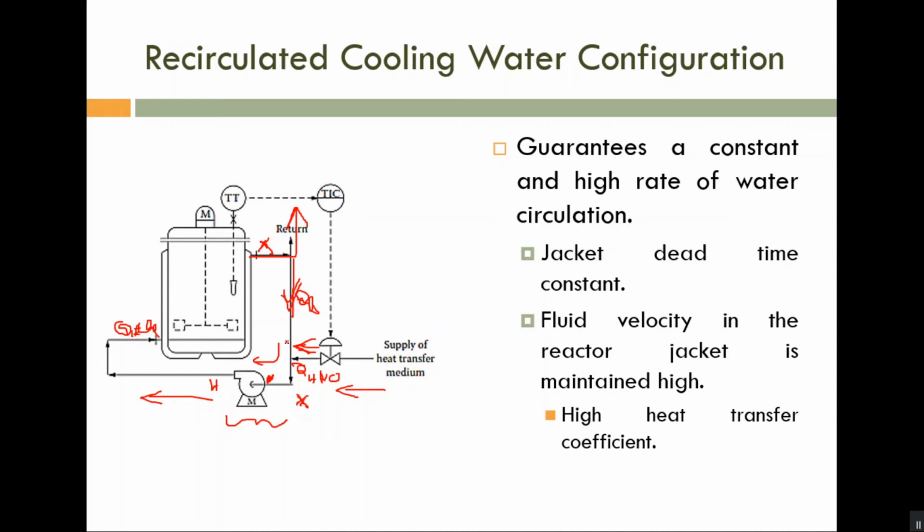But it has a disadvantage. Due to this recirculation, accuracy will decrease. It will become a little more inaccurate compared to the previous one. But it can avoid serious issues like variation of process dynamics and variation of Reynolds number, etc. That we can avoid. So that is the advantage of this recirculating cooling water configuration.